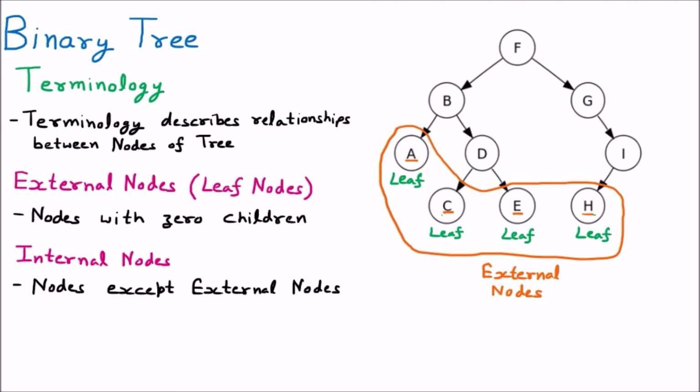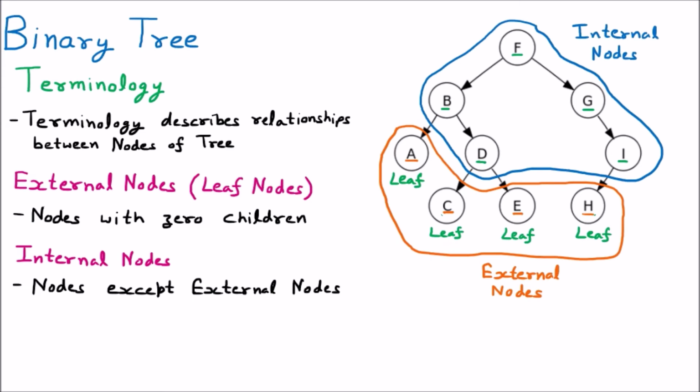So just like F, B, G, I and D, these are the internal nodes. We can mention here that all these nodes remaining except the external ones fall under the criteria of the internal nodes. So these are the external and internal nodes.